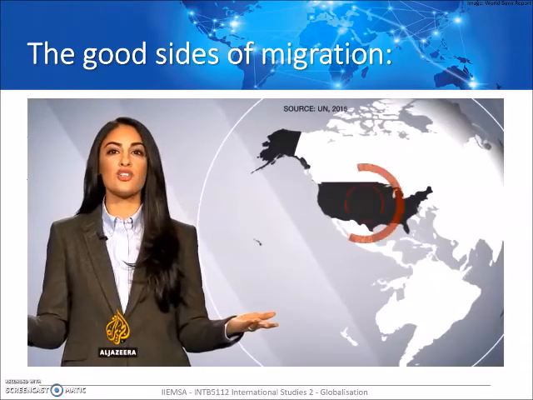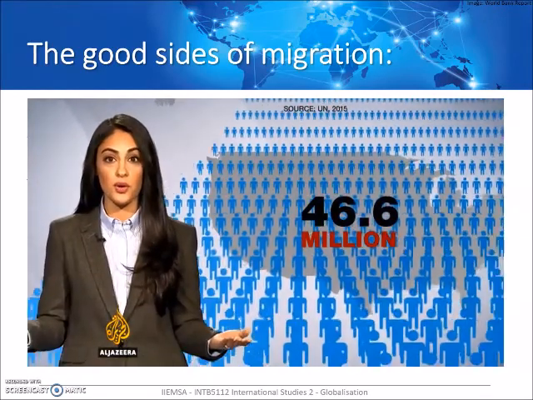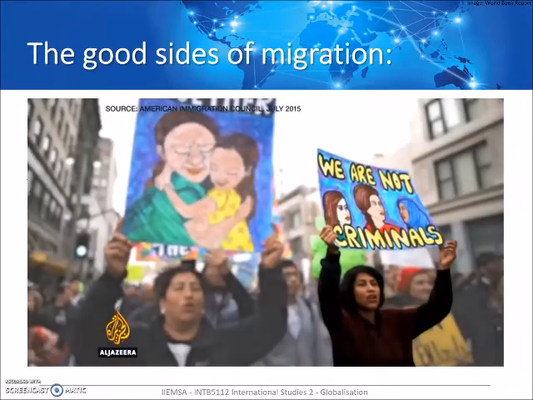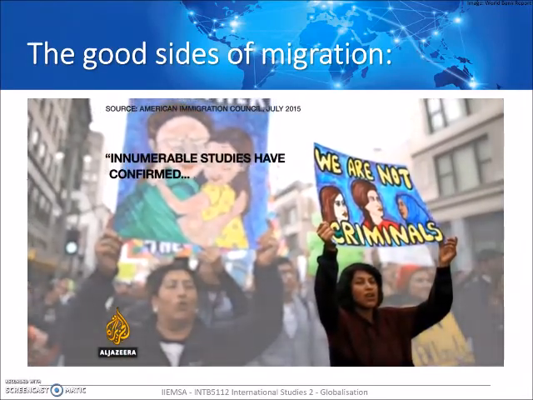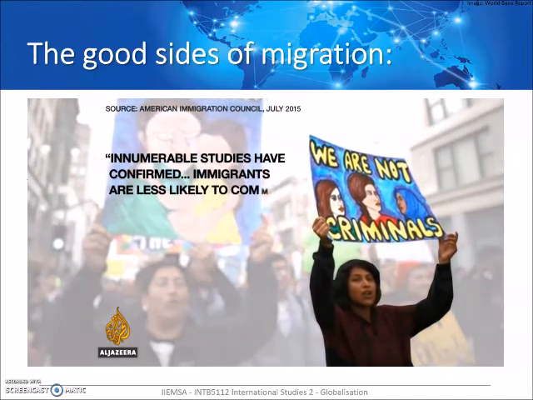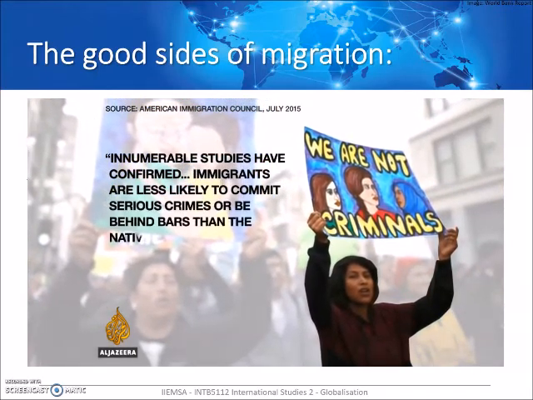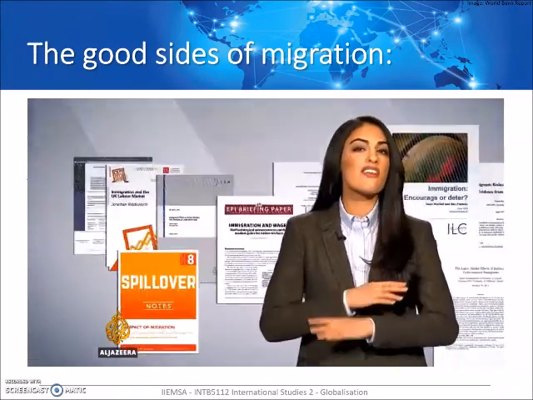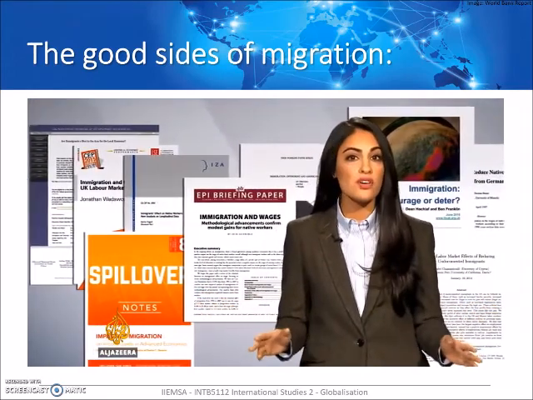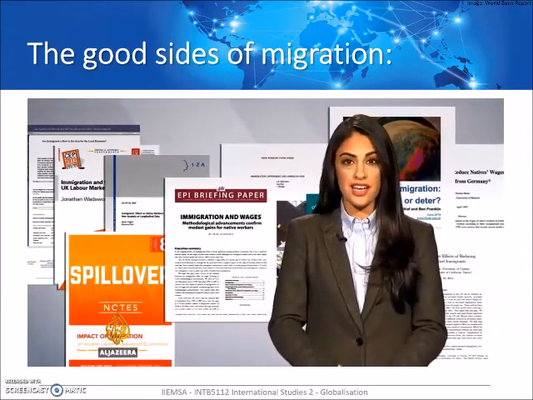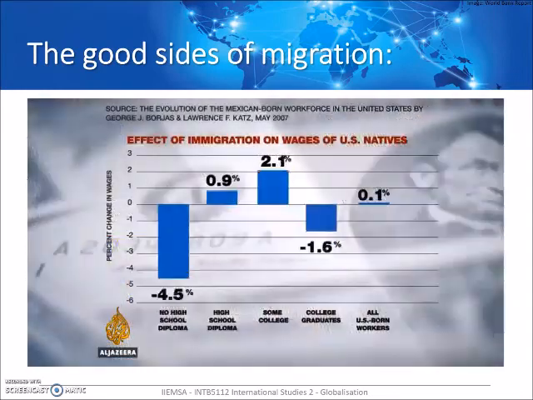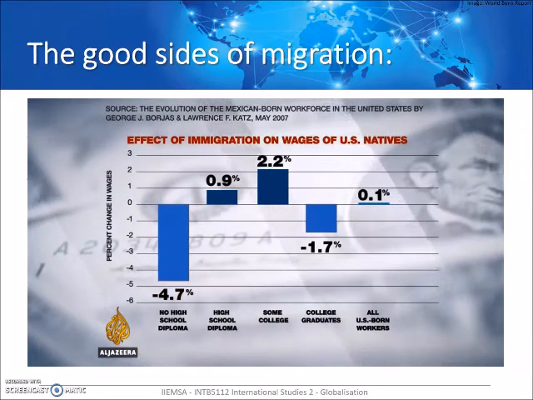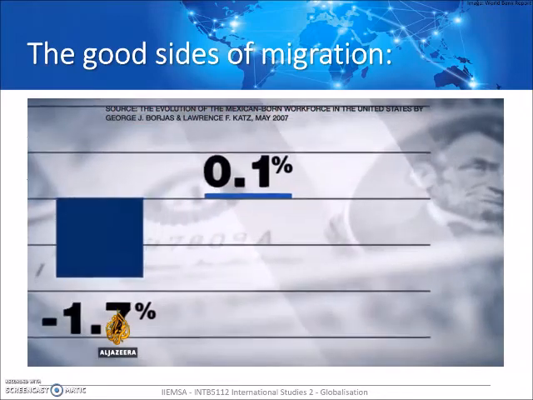And it's the same in the country with the largest number of immigrants in the world, the US. The American Immigration Council says innumerable studies have confirmed immigrants are less likely to commit serious crimes or be behind bars than the native born. Second, when it comes to jobs and wages for natives, the vast majority of research shows that immigrants actually have a positive effect. And take this one significant study that saw immigrants in the US can lower the wages for high school dropouts and college graduates. Well, after averaging all wage changes, it actually saw a tiny overall wage increase.